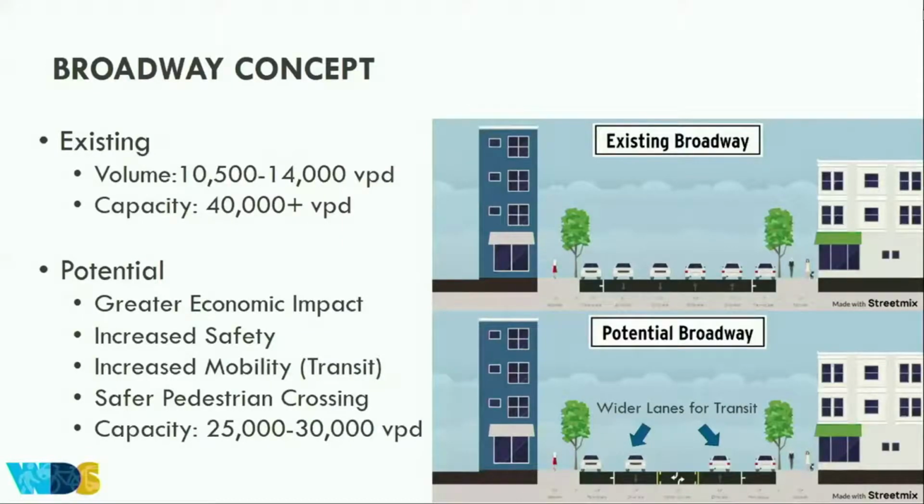The Broadway concept, currently it's configured as a 4-lane. We know that there's a fair amount of left-turning traffic on Broadway, so the concept is for a 3-lane configuration. There are huge safety benefits for everyone on the street in that case. It would also allow for a little bit wider lanes for transit use, and just in general, big safety improvements.